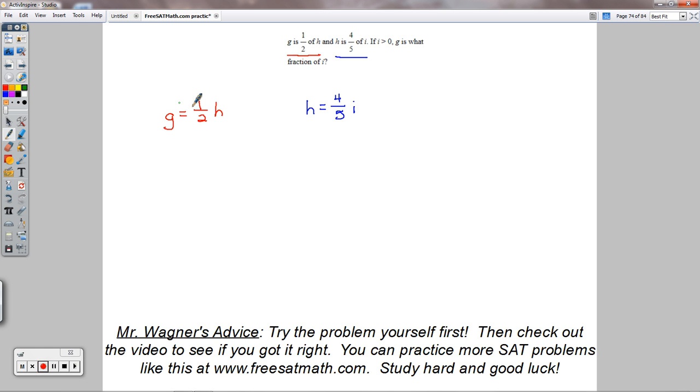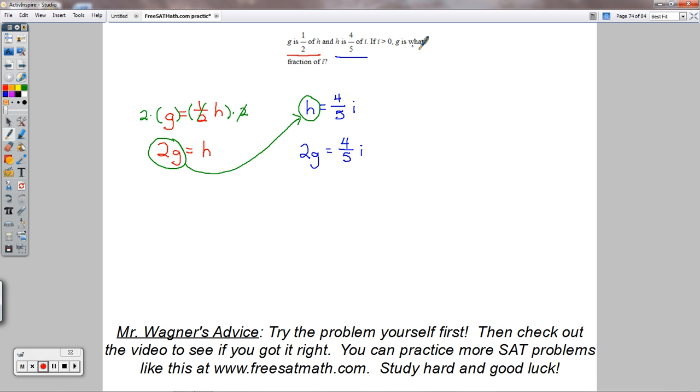To do that, if I just multiplied both sides by 2 here in this initial equation, 1/2 would go away. I'd be left with 2G equals H. So H in terms of G would be that value right here. I can now take that expression and plug it in for what I see right here as H. So now I could replace H with 2G, just using substitution there. And so now 2G would equal 4/5 I.